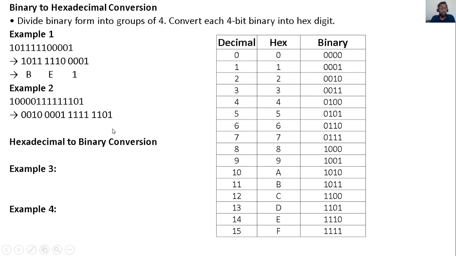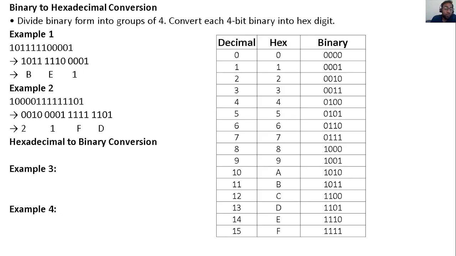Let's say 1101. Let's find 1101 here. 1101 equals D. 1111 equals F. Then we have 0001 equals 1. We have 0010 equals 2 in hexadecimal. We write them down. 21FD is our final answer. That is our final value in hexadecimal.